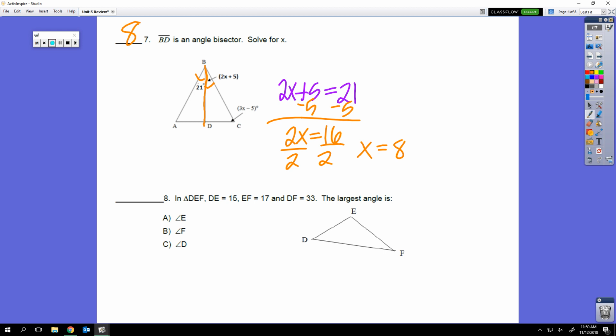Number 8, in triangle DEF, DE is 15, EF is 17, and DF is 33, and it wants the largest angle. So your largest angle is going to be opposite your largest side. Our largest side is 33. The angle opposite from that is E.